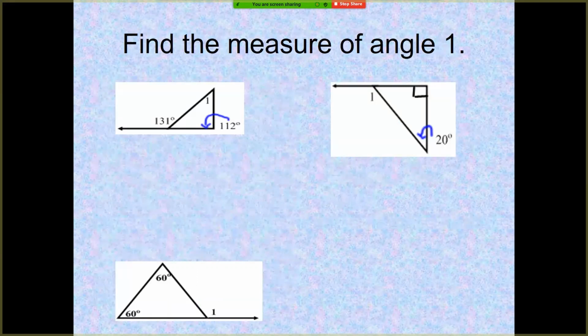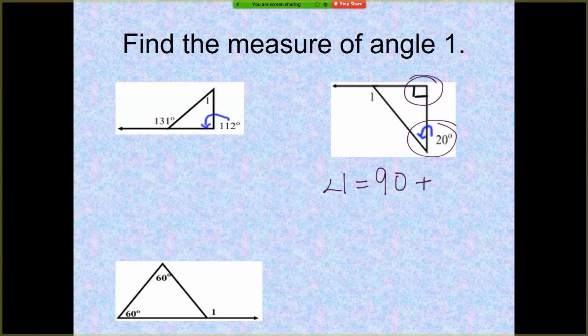So I know that angle 1 is equal to this angle plus this angle. Well, the top angle is marked as a 90-degree angle, plus the other angle is 20. So all I've got to do to find angle 1 is add 90 plus 20 to know that angle 1 equals 110 degrees.